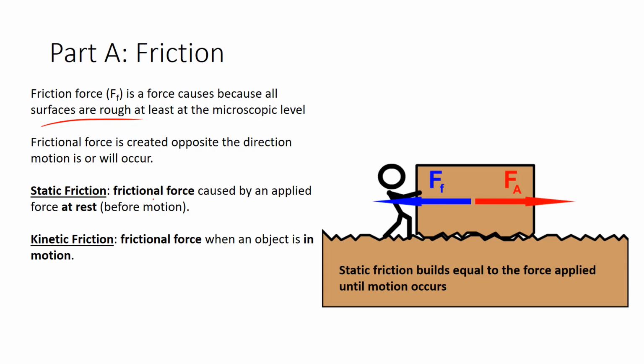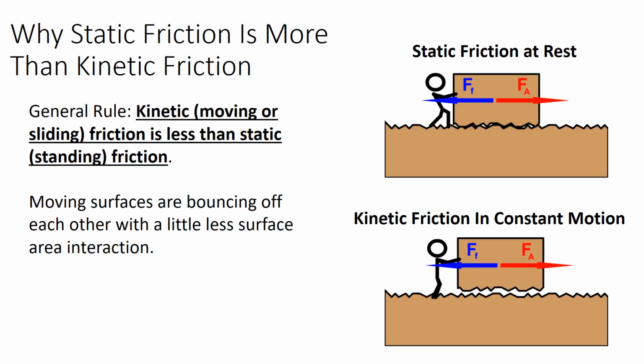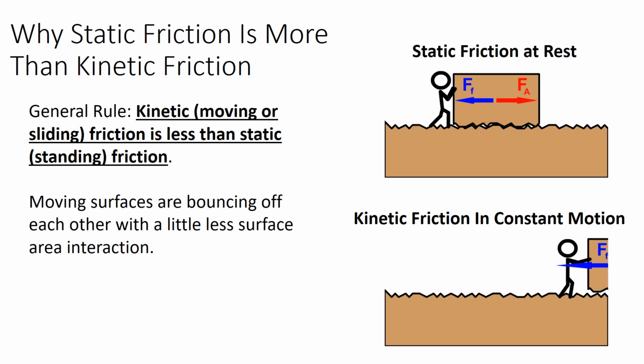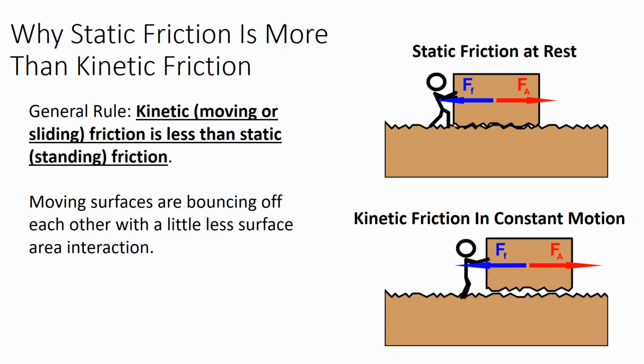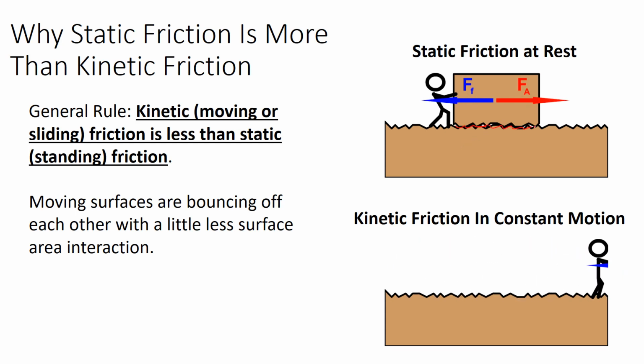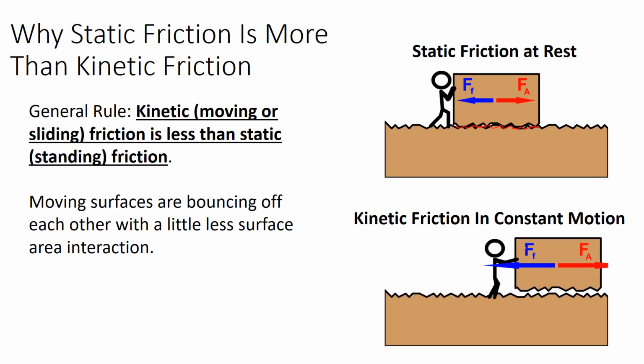Static friction is just friction at rest. The term static means at rest. And then kinetic friction is going to be when the object is in motion, so once it starts moving. Just in general, static friction is always going to be greater than kinetic friction.